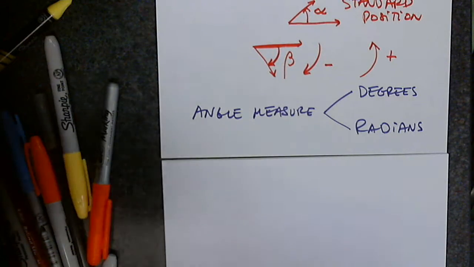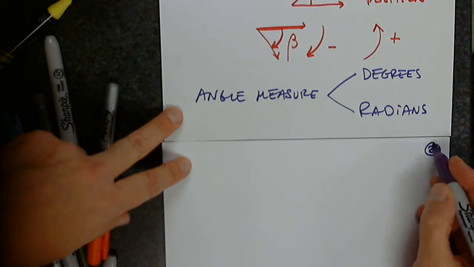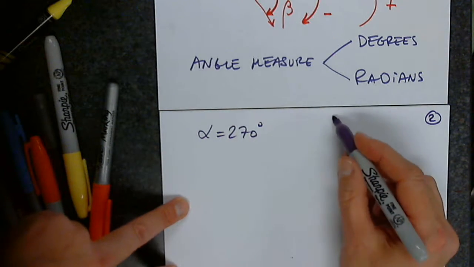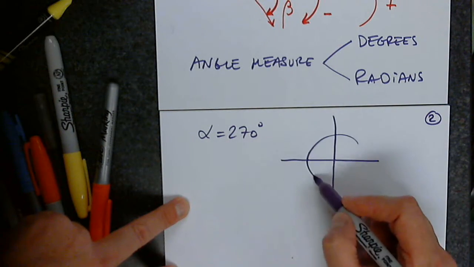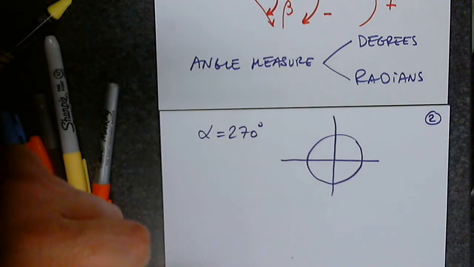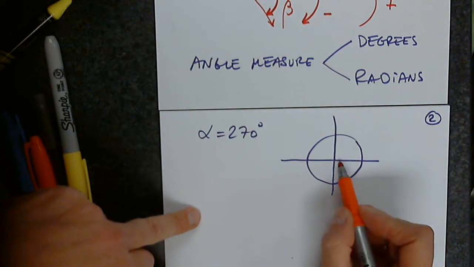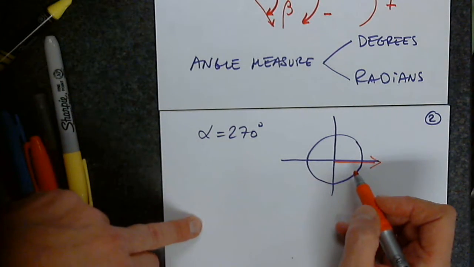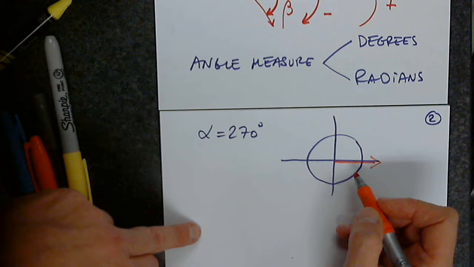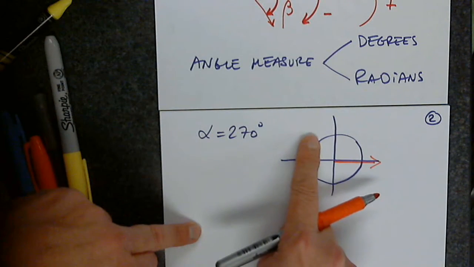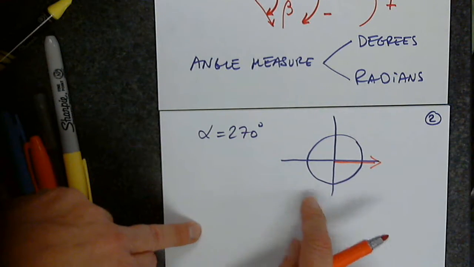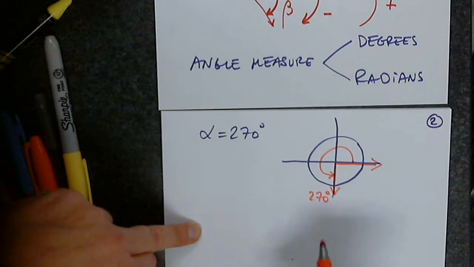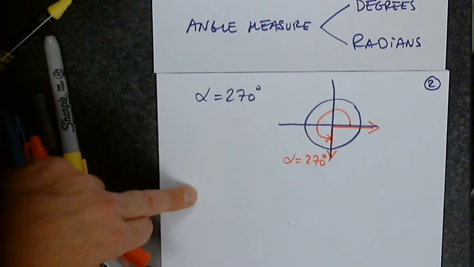When it comes to degrees, it's easier to understand. Because if I say alpha is 270 degrees, a standard angle in standard position, then you will say, I know this is the initial side, and where is the terminal side? So this is 90, this is 90, and this is 90, right? 3 times 90 is 270. So this is the angle of 270 degrees. Alpha equals 270 degrees.